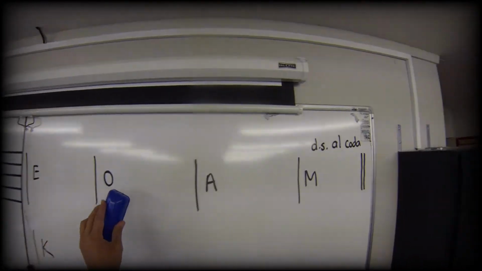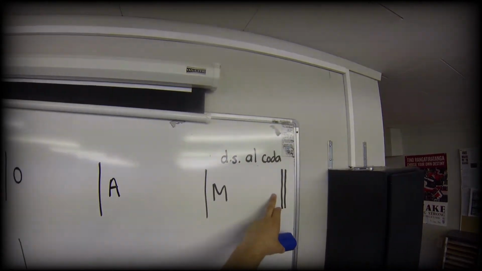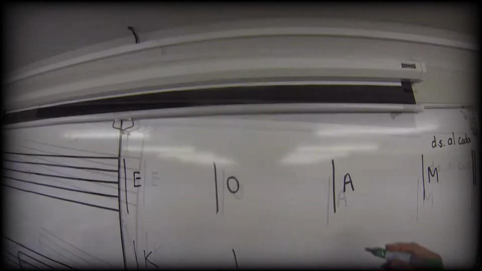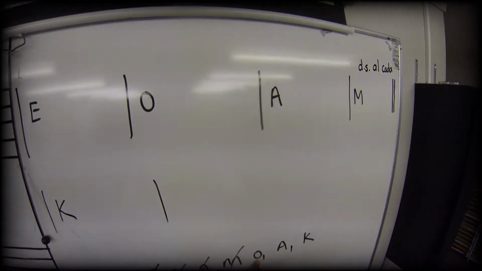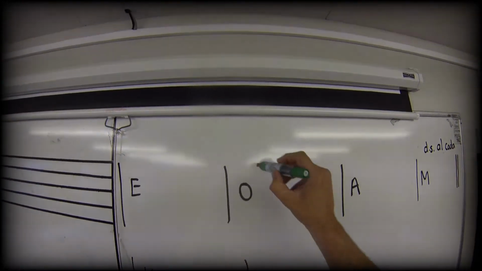So the musician comes along here. The first thing they're going to go to is the sign. So we need to place the sign. So we're going to place that above the bar line that starts bar O, so that we get O1.